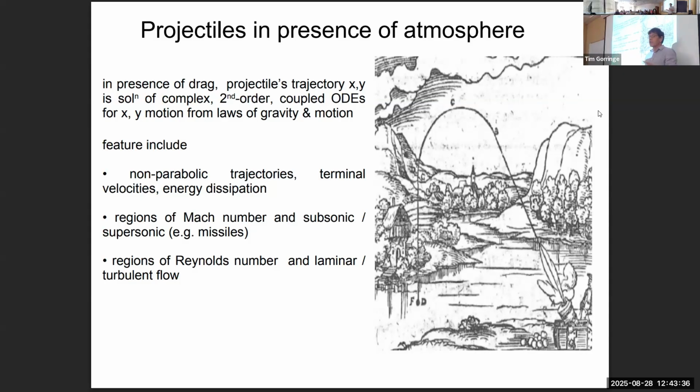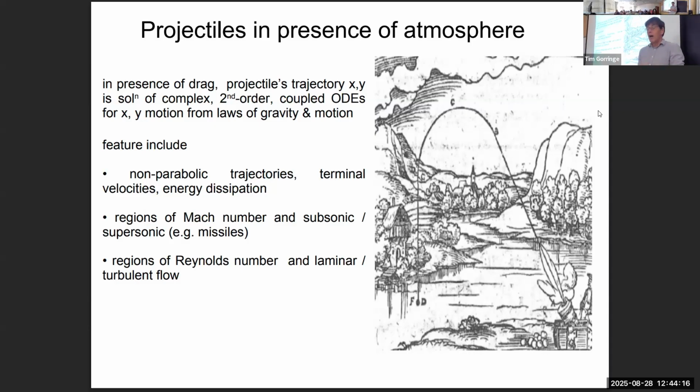There are different regions of projectile motion that correspond to different regions of two numbers. One of those numbers is the Reynolds number, and one is the Mach number. So for the Mach number, two of the regions are subsonic and supersonic motion, whether you're below or in the region of the speed of sound. And so the solution to motion in these different regions is a computational, a numerical problem.